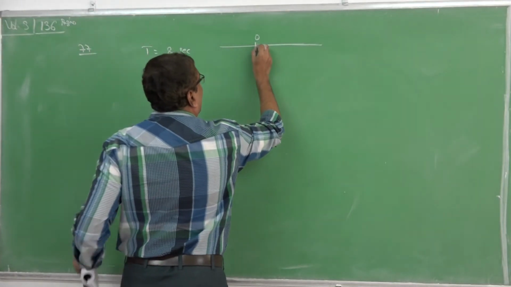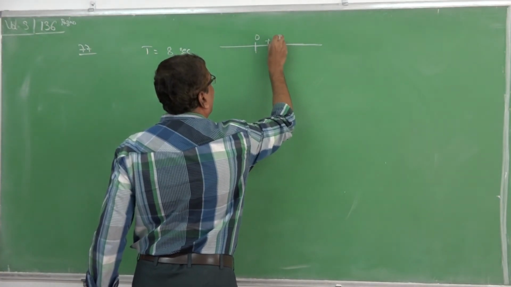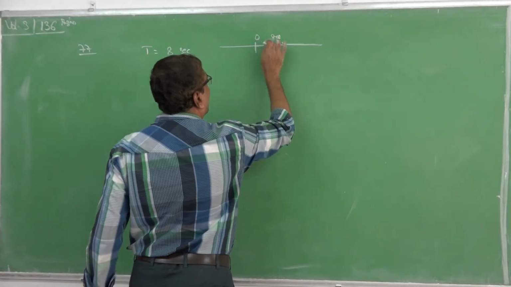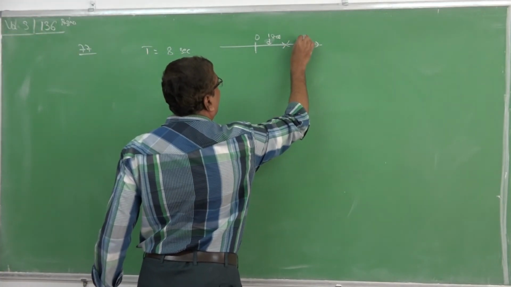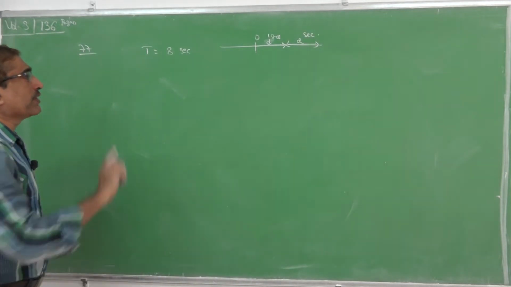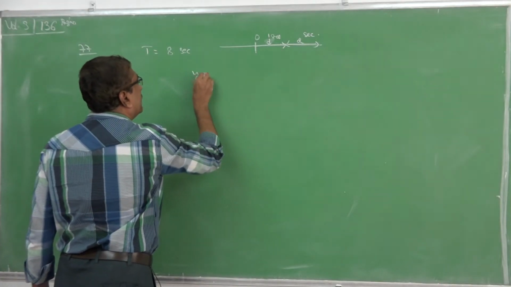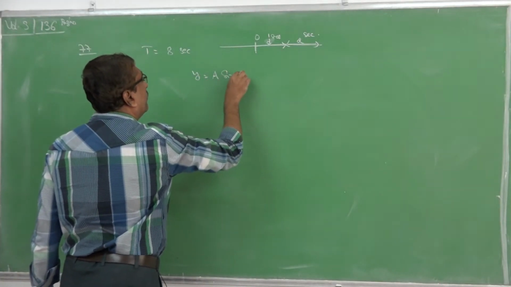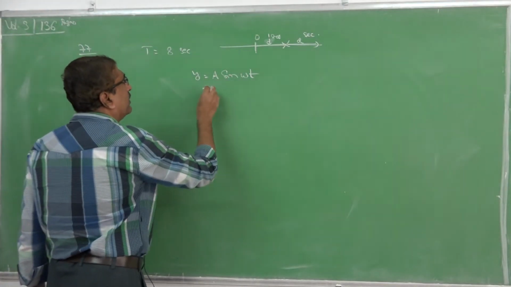So after starting from this position, you have to calculate the ratio of the distances covered, the distance in the first second and the distance in the second second. You have to calculate like this. Now we write the general equation, y is equal to A sin omega t. This we know.